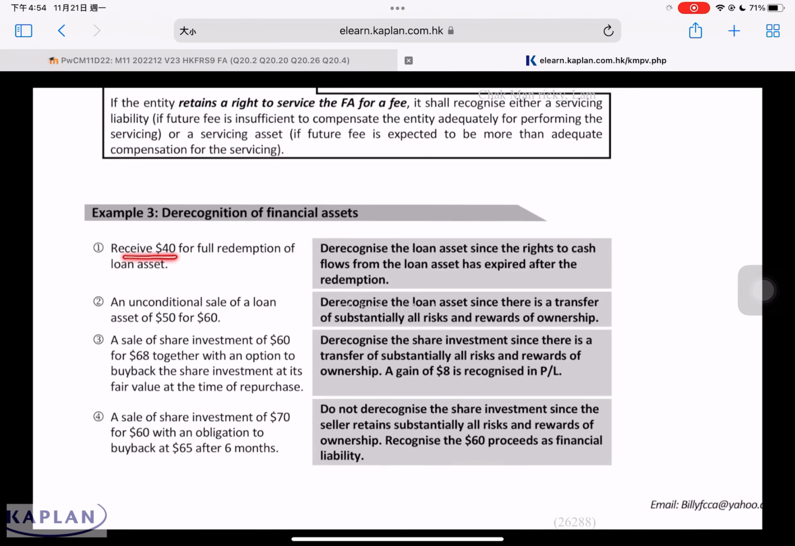The entity received $40 for full redemption of loan assets. Debit cash, $40. Credit financial assets, $40. When we receive $40 for the payment of $40 of loan assets, the right to cash flow expired. If the right to cash flow expired, then we have to derecognize.